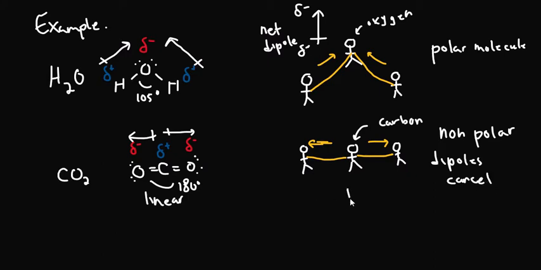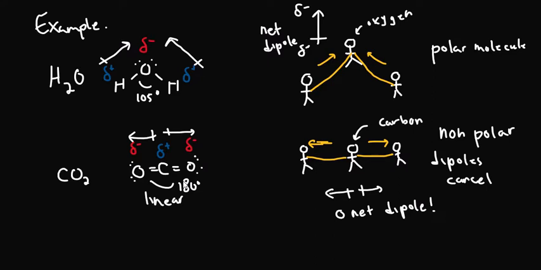And if I drew it in terms of vector addition, I would have one vector with the same magnitude going in the opposite direction, so there's no net dipole. So even though I have polar bonds, does not always mean that I will have a polar molecule. So we have to look at both the geometry and the atoms involved to determine the polarity.